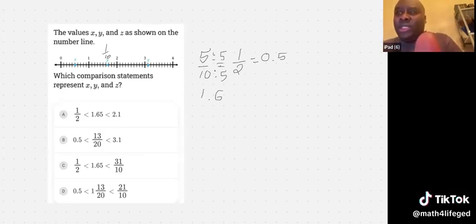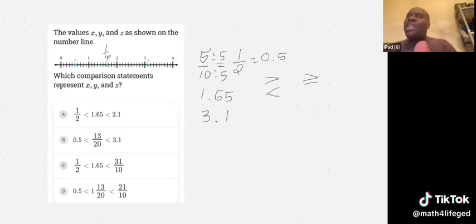And then if we continue on, this is 3, and that's 3.1. Now, let me clear your mind when it comes to the inequality signs: greater than, less than, greater than or equal to, less than or equal to. The alligator mouth will always eat the largest number. Let me say it again. The alligator mouth will always eat, yum, yum, yum, the largest number.